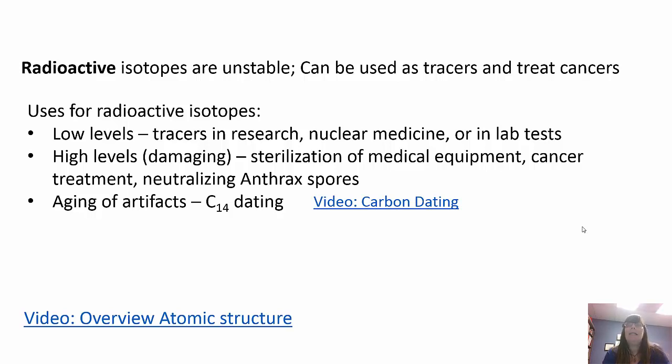At high levels, they can sterilize medical equipment. They can treat cancer, or they can even neutralize anthrax spores. But that's damaging radiation you're talking about. They can also be used to age artifacts. Carbon-14 dating is when they use carbon to date fossils or rocks or anything else that they find.